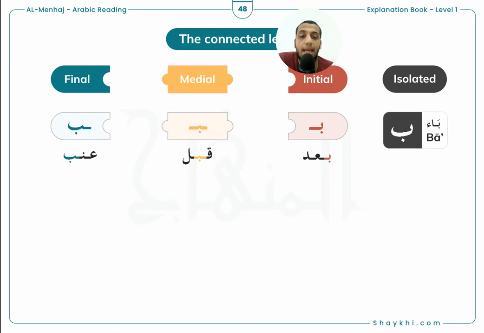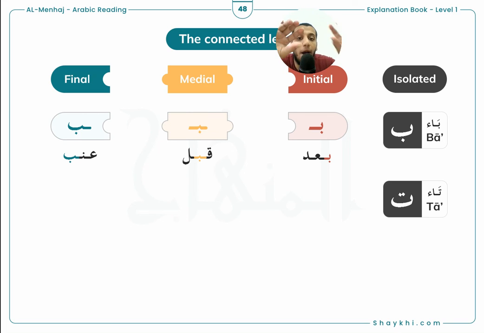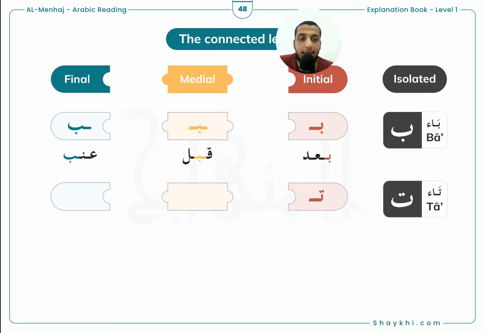Okay, let's take the next letter, which is the letter T. Okay, everything we said here about the letter B will also apply to this letter, the letter T. But instead of putting a dot below the letter, we'll put two dots above the letter. Let's see how this works. Okay, so this is the initial form.